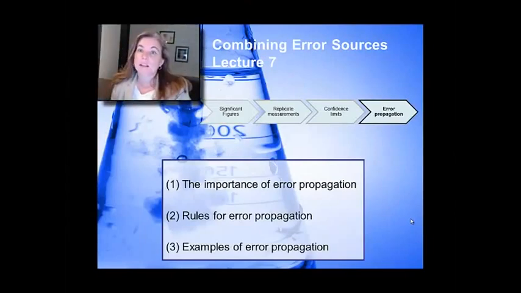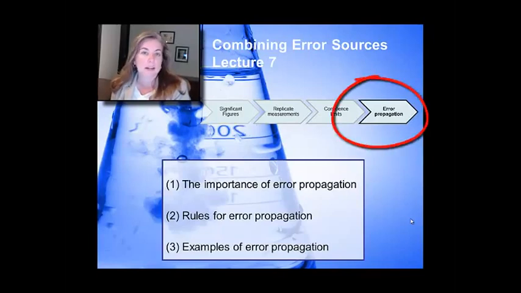I'm Vicki Colvin. This is lecture 7 in a series that we're doing at the beginning of the class on error and measurement. We've covered everything from significant figures through basic replicate measurements to using confidence limits. And today we're going to be talking about combining different sources of error, because it's rare that whenever you do a measurement you only have a single error source.